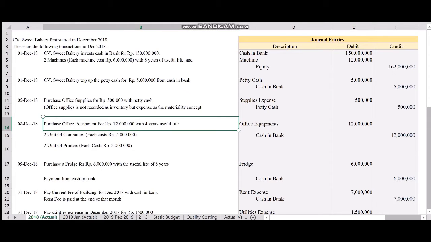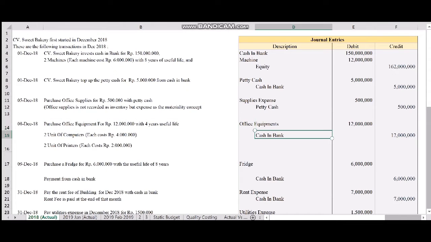The 8th of December 2018, purchase office equipment for 12 million with 4 years useful life. 2 units of computer, each cost is 4 million. 2 units of printers, each cost is 2 million. The journal entry is office equipment to cash in bank for 12 million.